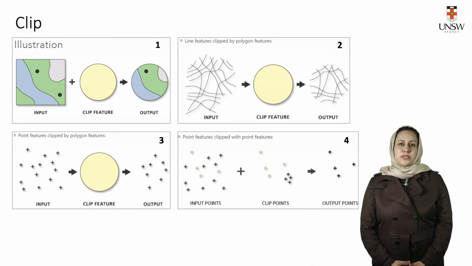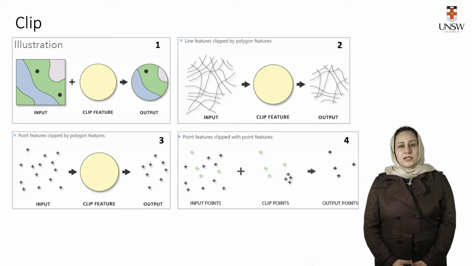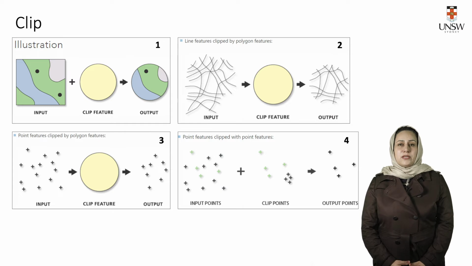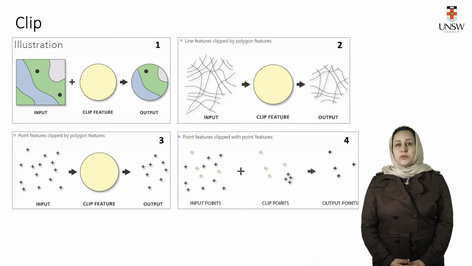How does the clip feature work? When we want to extract an already available layer in a specific area for which we have the study extent, we use clip feature. In this slide for image number 1, you can see an input polygon shapefile in a rectangle extent and a clip feature with a circle shape. This means that we want to extract all the features from the rectangle extent that are within the circle study extent. And the result is a circle extent including all the features within that area.